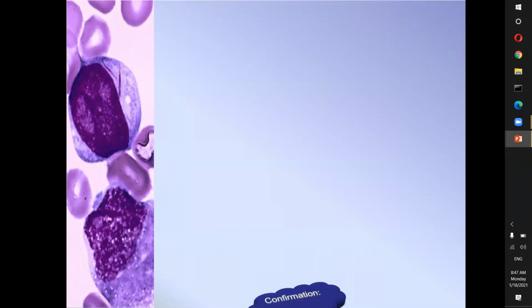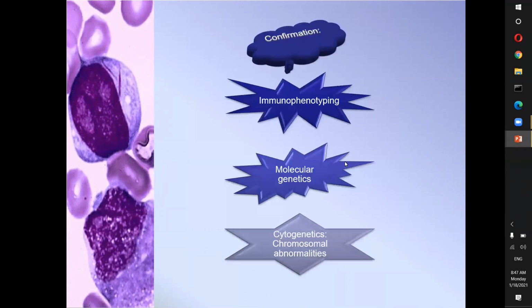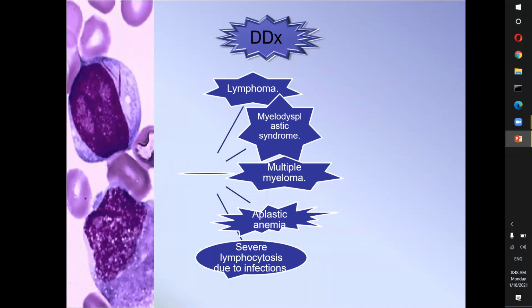So confirmation: how do you confirm the diagnosis? It will be established by immunophenotyping with flow cytometry, molecular genetics, cytogenetics, and chromosomal abnormalities. This is postgraduate, more detail about it. Differential diagnosis of a case of acute leukemia could be lymphocytosis, severe lymphocytosis due to infection. Whatever the cause, when you have pancytopenia and abnormal cells in the peripheral blood, this could be malignancy versus infection.